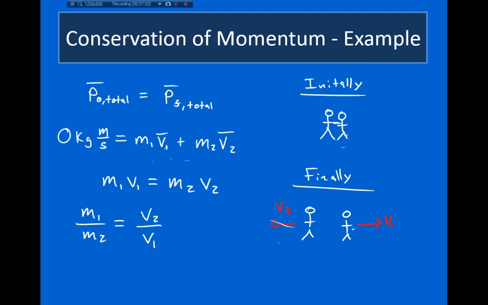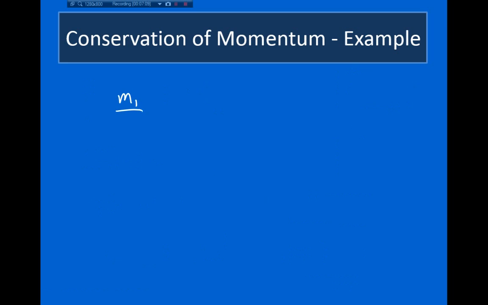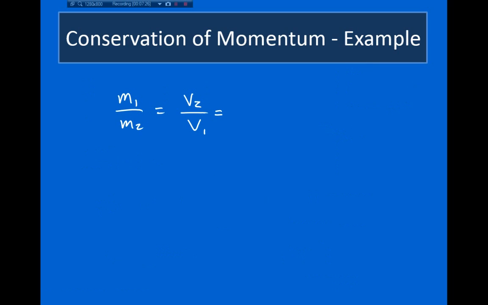In the previous slide, we said that m1 over m2 is equal to v2 over v1. And we also found in this slide that the velocity of the skaters, immediately after they push off of each other, is proportional to the square root of 2a times the distance that they travel. So here we have the square root of 2a times the distance that skater 2 travels, divided by 2a times the distance that skater 1 travels.